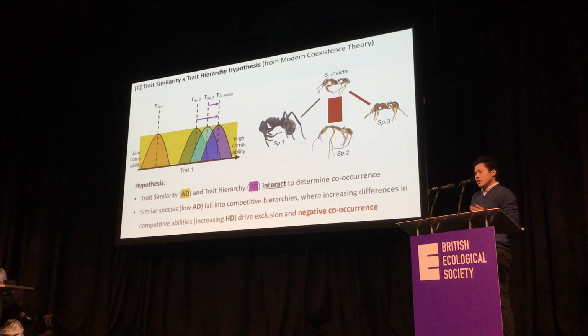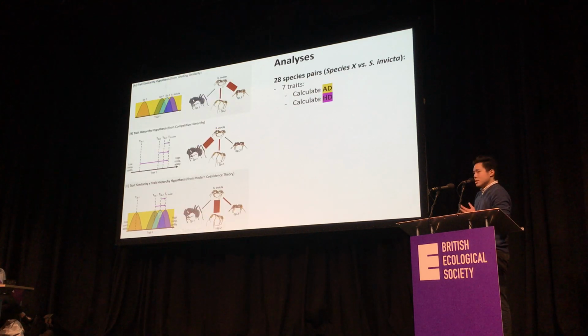And finally, we tested a third hypothesis that the two things interacted to determine co-occurrence patterns. So that is to say that species which were not dissimilar enough, species which overlapped greatly with fire ants, fell into the same competitive hierarchies. And in those competitive hierarchies, the hierarchical differences then kicked in to affect co-occurrence patterns. Whereas species like species 1 in this case would have sufficient dissimilarities from the fire ants such that the hierarchical differences in their competitive abilities did not affect co-occurrence outcomes. And so we had these three hypotheses.